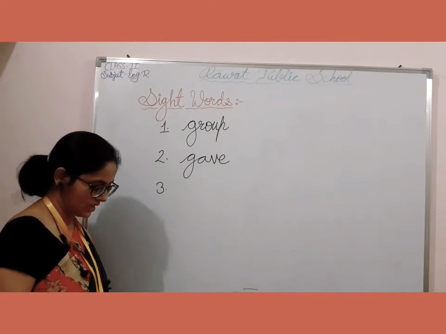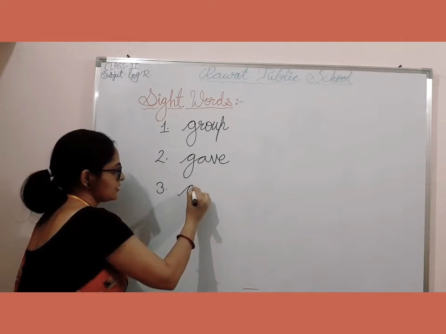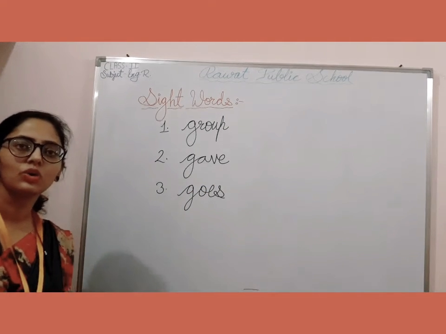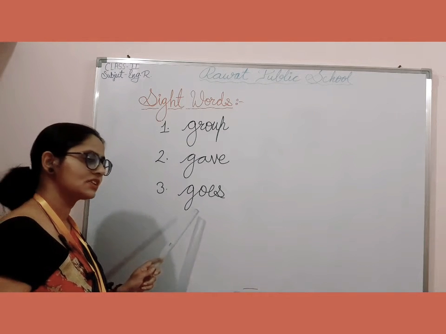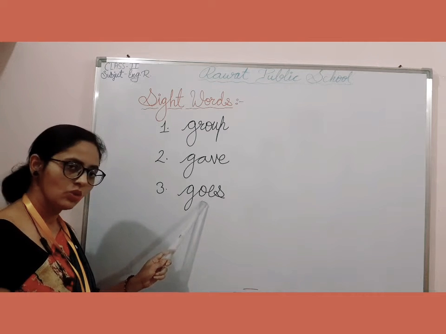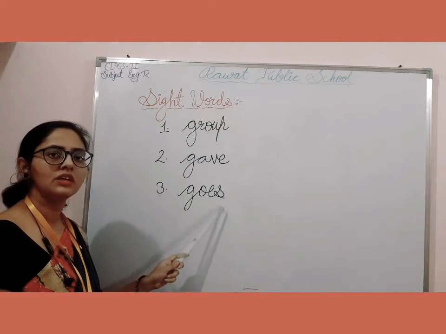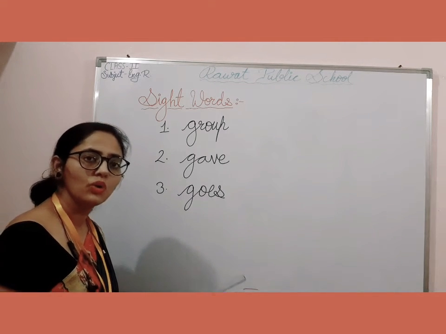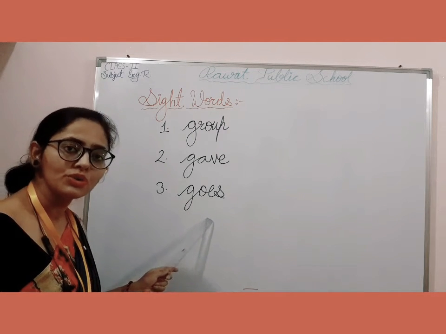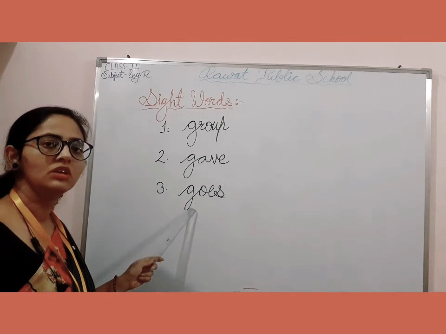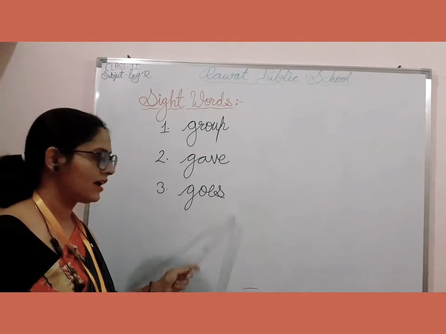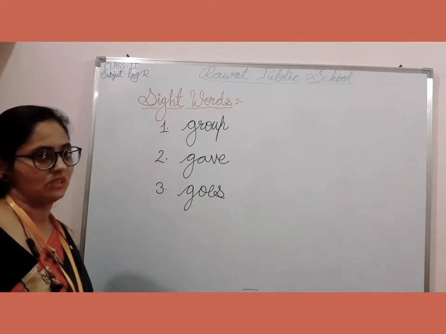The third word. Then G O E S. Goes. What is the third word? G O E S. Goes. Repeat again. What is the word? Goes. G O E S. Goes. Very good.